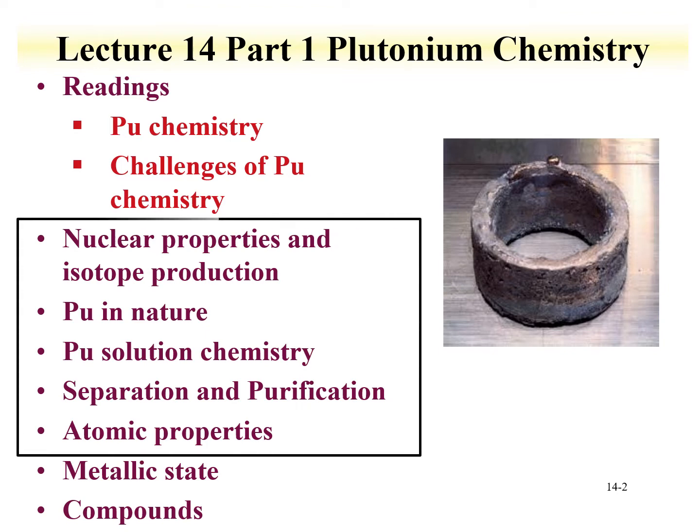Lecture 1 is going to cover nuclear properties and isotope production for plutonium. We're also going to discuss plutonium in nature, focusing on actual natural plutonium, which exists in extremely small amounts. We'll describe how one can determine it, and where it comes from, the origin of this plutonium in nature. We'll also talk about plutonium solution chemistry.